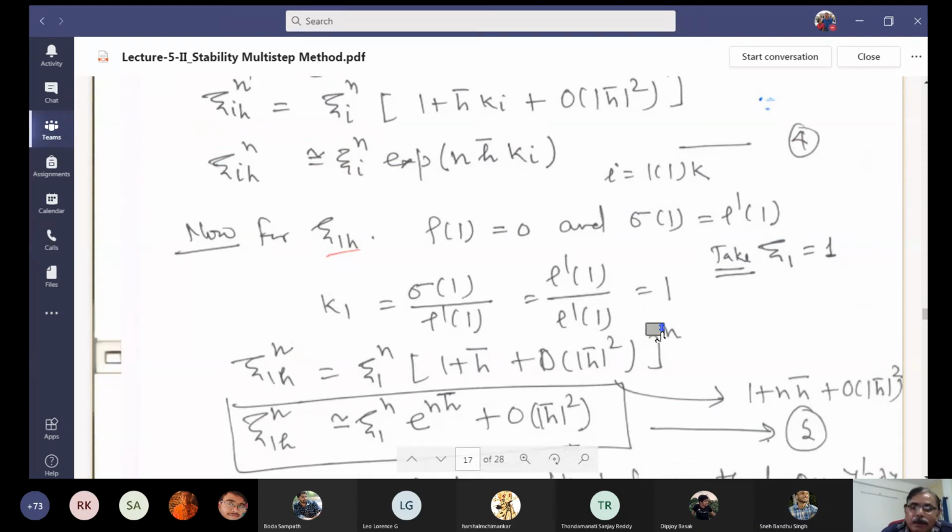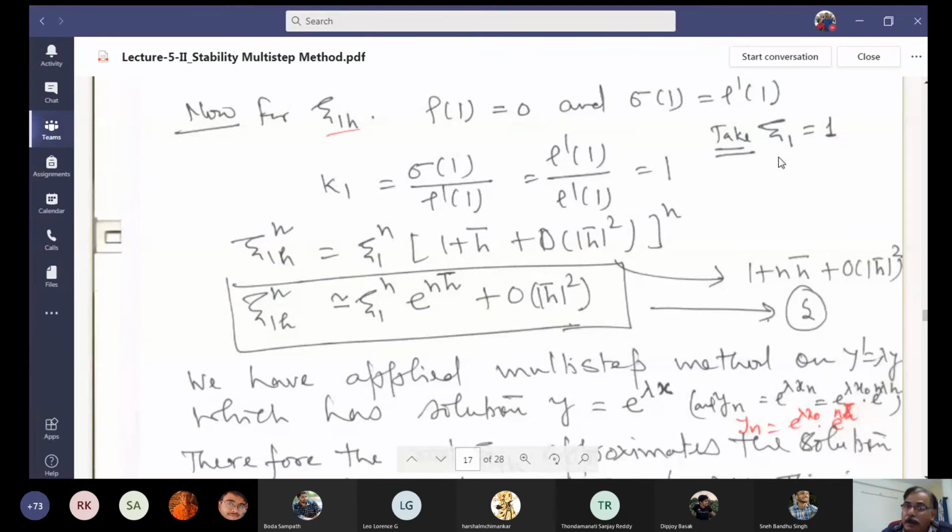Keep this in mind: we fix xi_1 as 1. This is the standard one in your book, and there is a reason behind that. Xi_1(h) to power n will be your xi_1 to power n e to power nh plus capital order h square term. Immediately we will get that.